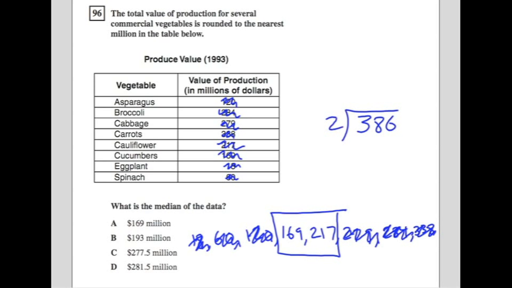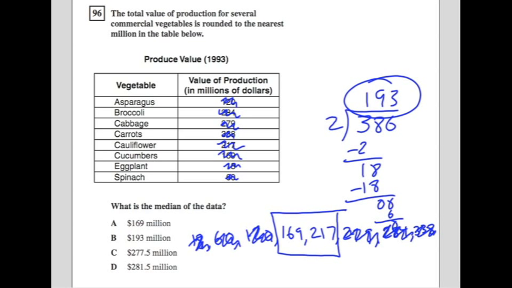So divide by 2, that's 1. 18, that's going to be 9. And 6, that's going to be 3. So it looks like the middle number is 193. Let's see if it's over here. Yep, $193. B is your correct answer for 96.